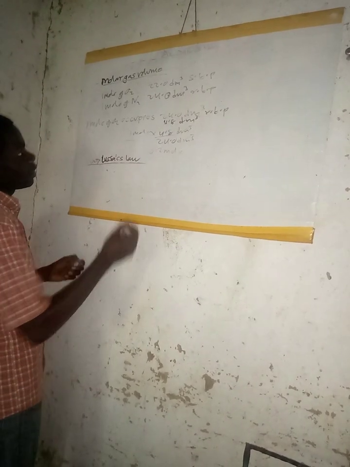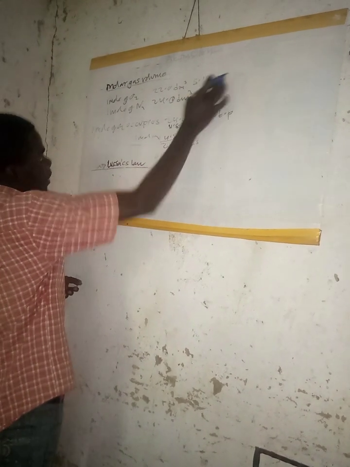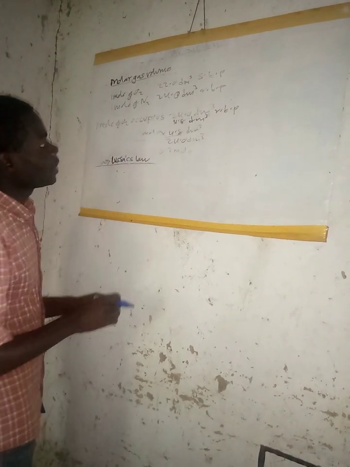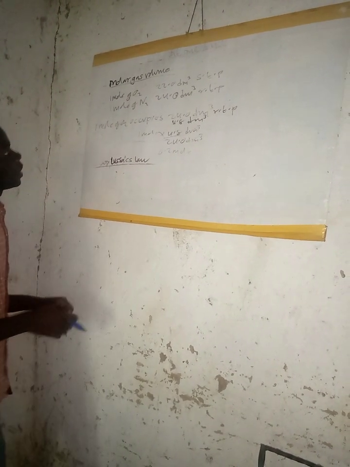So, 1 mole of oxygen is equivalent to 22.0 decimeters cubed at standard temperature and pressure, and 1 mole of nitrogen is equivalent to 24.0 decimeters cubed at RTP. So let's look at an example.